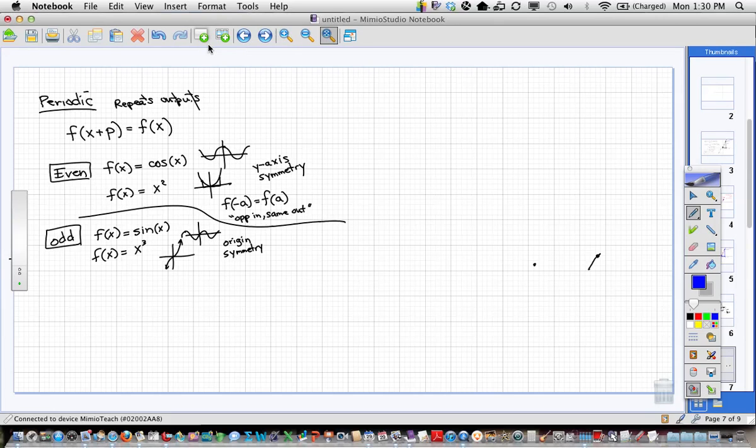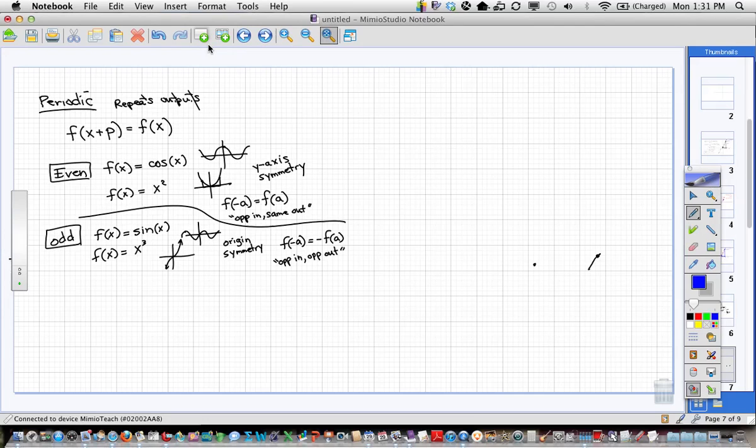What it really means is if you put opposites in, you get opposites out. F of negative a is equal to negative f of a. Opposite outputs. Remember we said f of x or f of a is the output, right? F is the output, so negative f is the opposite of that. So this is opposites in, opposites out. Think of x cubed. You put in 2, you get 8. You put in negative 2, you get negative 8. Opposites in, 2 and negative 2, you get opposites out. 8, negative 8. Okay, that's an odd function. What kind of function would have x-axis symmetry?